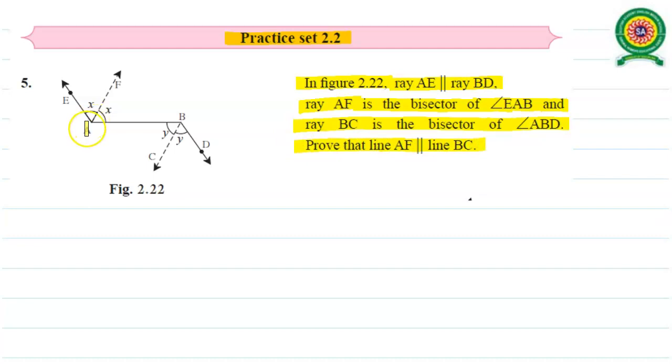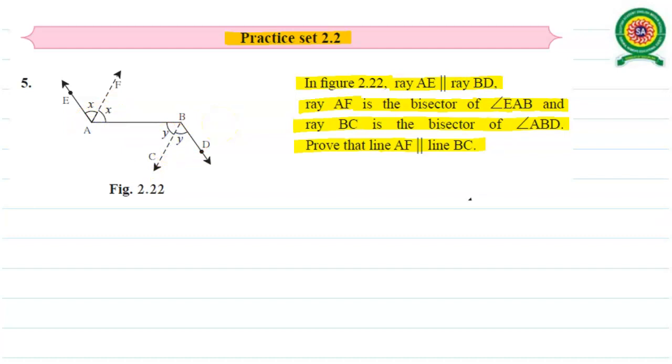Now look once, we are given AF is the bisector of angle EAB, so it divides the given angle into two equal parts. That's why we have given X and X here, so both angles are of the same measure. And BC is the bisector of angle ABD, so it divides the given angle into two equal parts. That's why we have given Y and Y here, keep in mind. So both angles have the same measure.